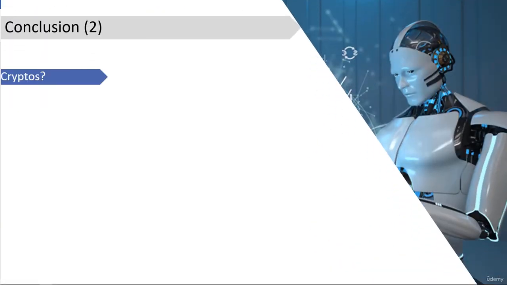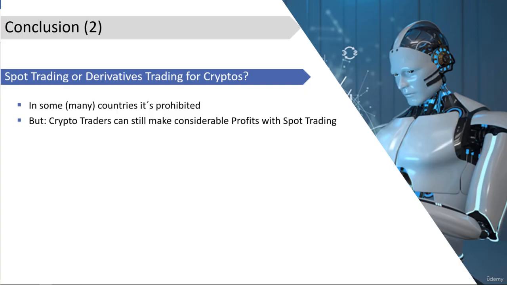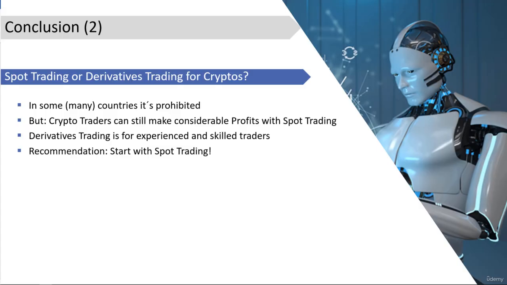Finally, you might ask yourself, is spot trading or derivatives trading more suitable for me? And in many countries, you don't have a choice, because in some and meanwhile many countries, derivatives trading for cryptos is prohibited, but crypto traders can still make considerable profits with spot trading because the cryptos are highly volatile. And also let me highlight one more time that derivatives trading is for experienced and skilled traders. And my clear recommendation is to start with spot trading.